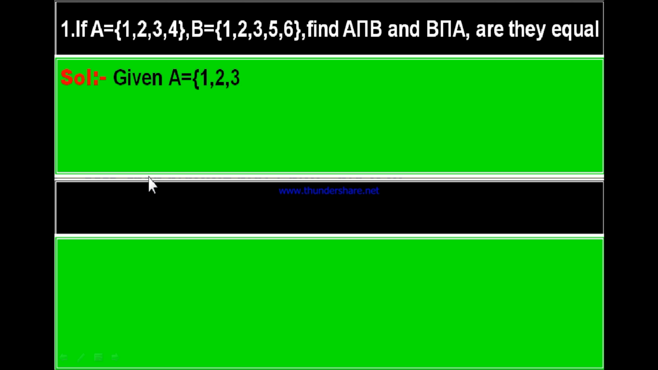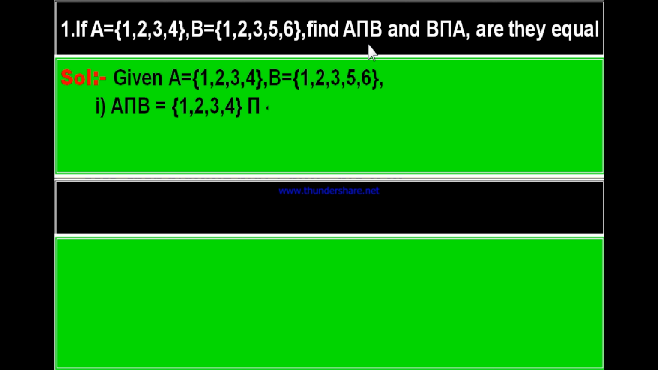We have been given two sets, A and B. A is the first set, A = {1, 2, 3, 4}, and B is the second set, B = {1, 2, 3, 5, 6}. Now we have to find A intersection B. First write the set A, then the intersection symbol, then the set B. Since it is intersection, you have to write only the common elements from both the sets.